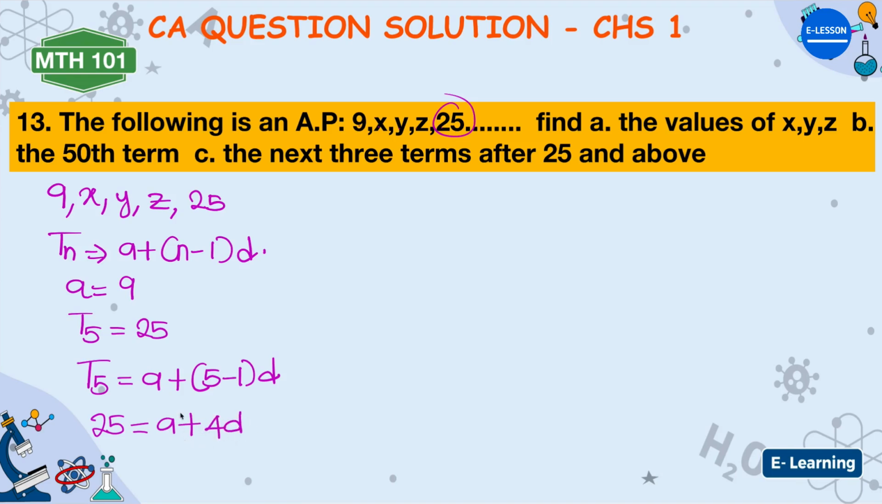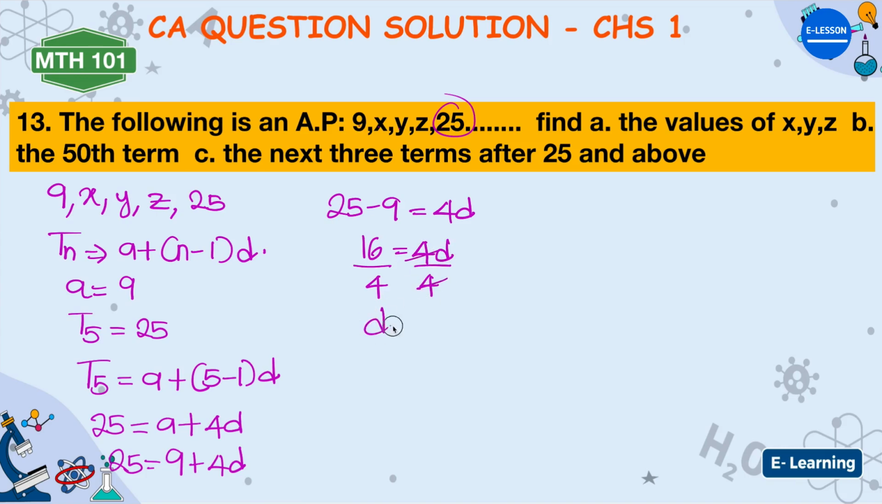Is that okay? Now A is 9, so in place of A, you can put 9. Now 9 crosses to this side, becomes 25 minus 9 is equals to 4D. 25 minus 9 is how many? 16. Is equals to 4D. So divide both sides by 4. D is equals to 4. So it means the common difference is equals to 4.